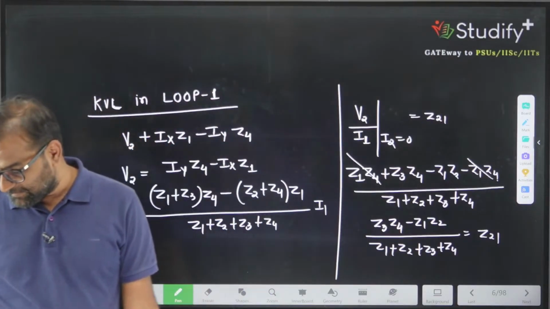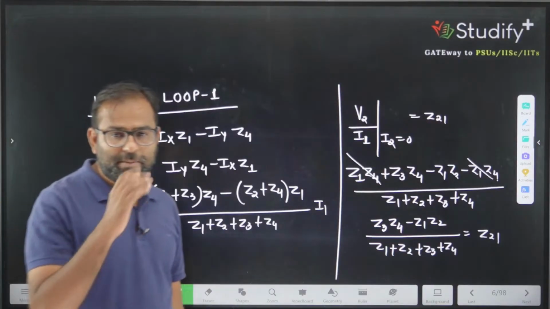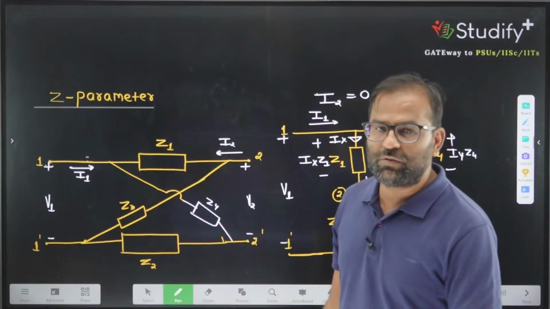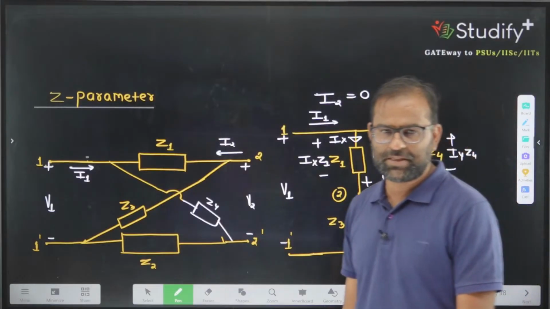Two parameters we can calculate by making I2 equal to 0, and the remaining two parameters you can calculate by making I1 equal to 0. So for I1 equal to 0, again you can redraw the circuit and calculate all the parameters.